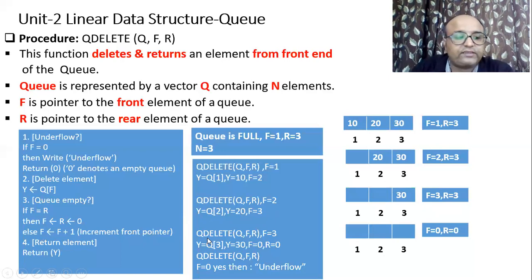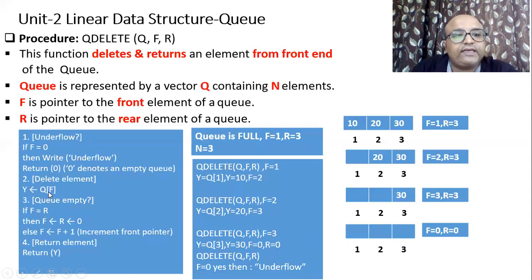Suppose one more request is coming, that is Q delete, QFR. Right now the value of F is 3. Now check it out. One more request for delete is coming. Let's check for underflow. If F equal to 0, no. Because right now the value of F is 3. So there is no underflow.